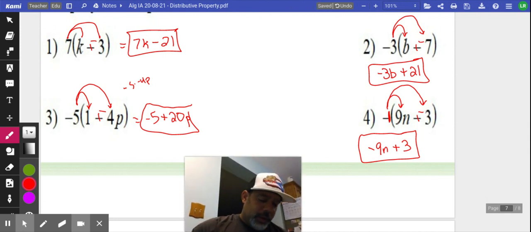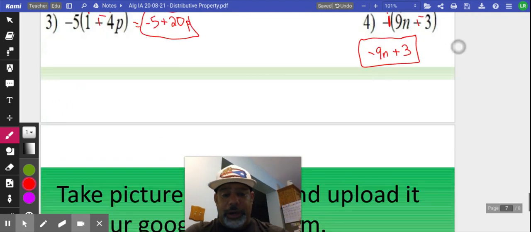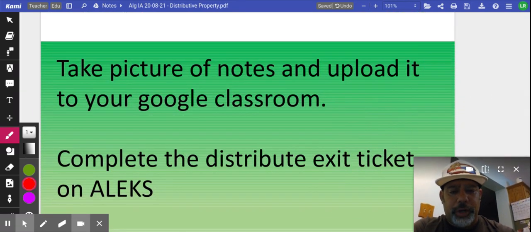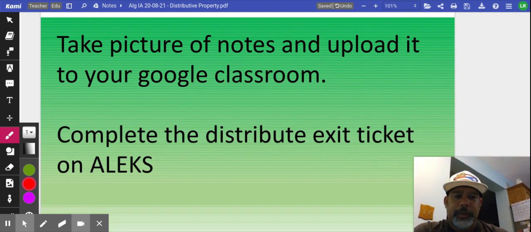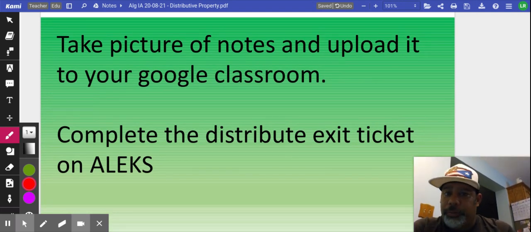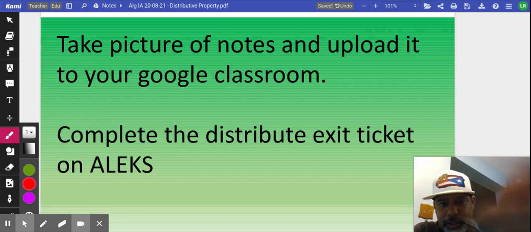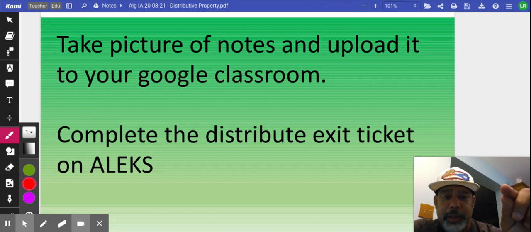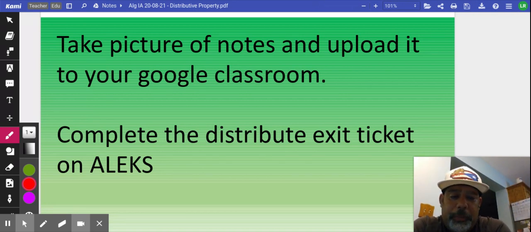Okay. What you guys are going to do, you should have your notes done now. You need to make sure you take a picture of your notes. Okay. Load it to your Google Classroom. If you need to, use the camera right here on your Chromebook. Okay. But you need to load that picture to your Google Classroom assignment and then turn that in. Okay. Once you do that, you need to jump on Alex, and there's a 5-question exit ticket that I need you to take care of.